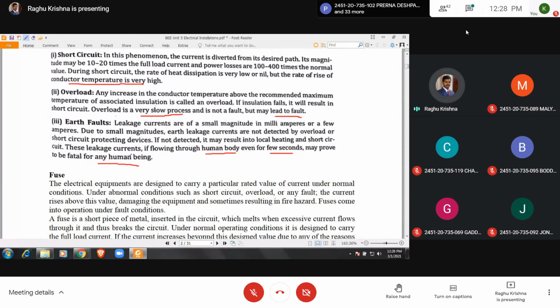So at your home, earthing must be provided. Okay, it is compulsory. If earthing is not provided, the equipment may give you shock. Sometimes you are going to have earth faults, and this may lead to short circuit. So it is always recommended, and it must be compulsory, that at your home, earthing must be provided.